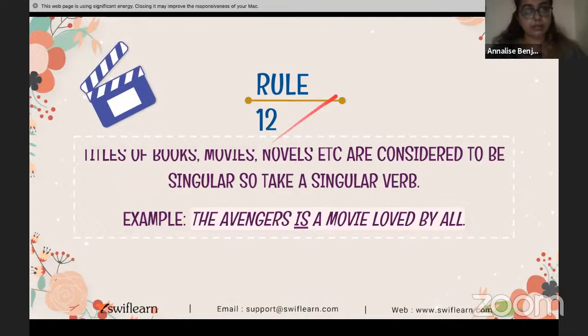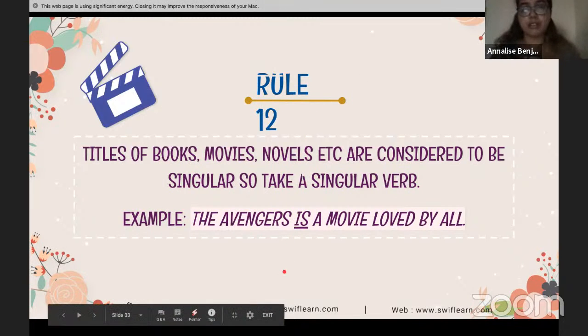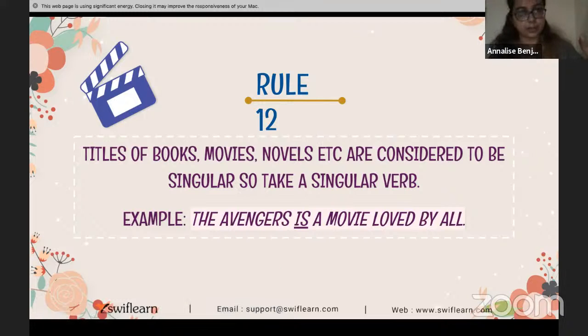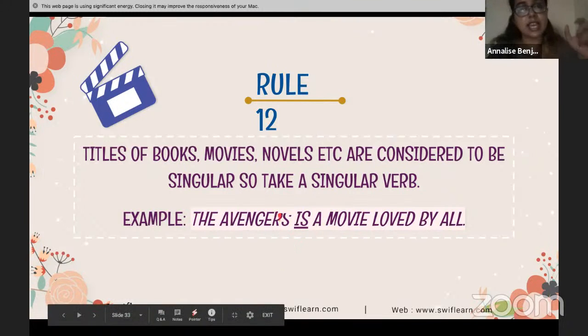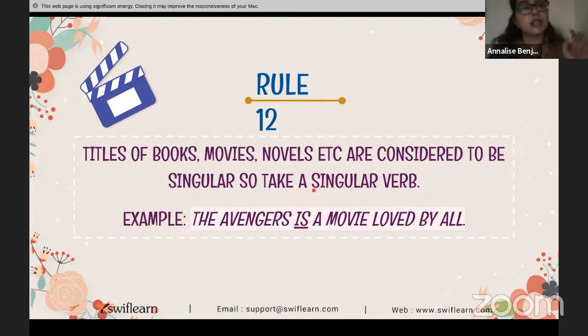In rule number 12, for all of us who watch a lot of movies and read a lot of books, right? In these titles of movies or books, the title might sound plural. Look at our example, the Avengers. We've all watched the Avengers. So the Avengers sounds plural, but in such cases, our verb is going to be singular. I'll repeat myself. Titles of books and movies which sound plural still take a singular verb, even though the word itself sounds plural.